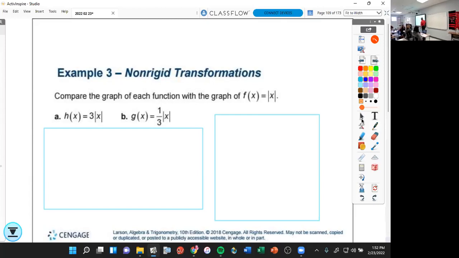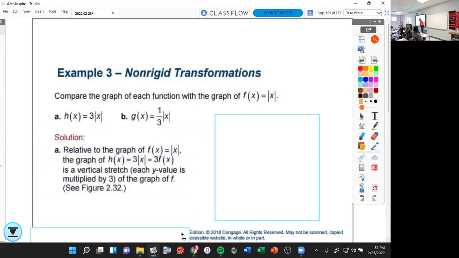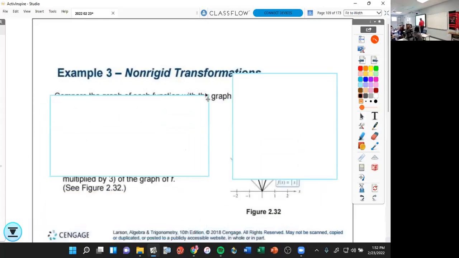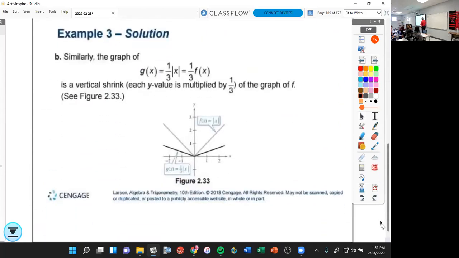Less than 1, it's going to be a horizontal. So here's the first one. It's a horizontal stretch because we're multiplying the function by 3. I'm going to scroll down. There's your 1/3. Because we're multiplying the function by 1/3, it's a vertical compression. They like to use the word vertical shrink here.